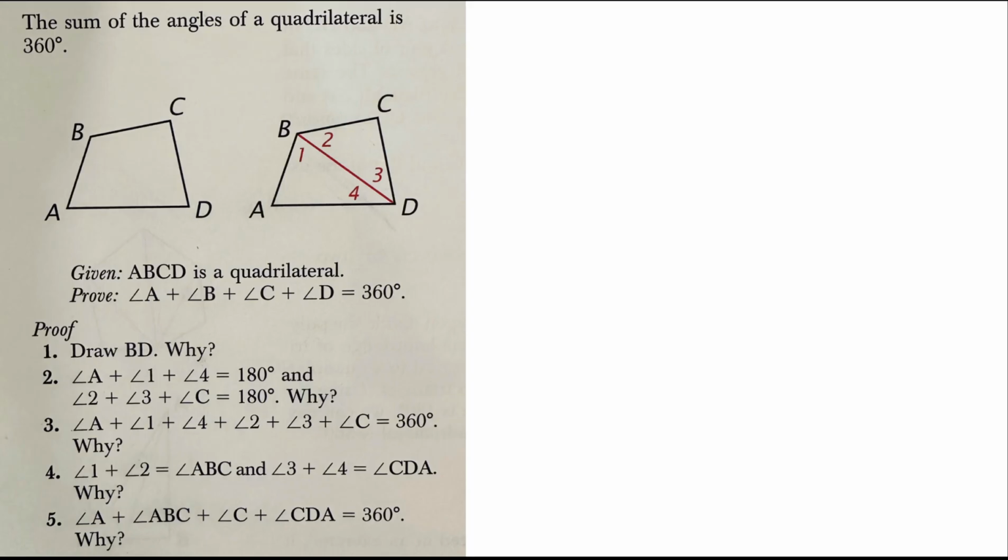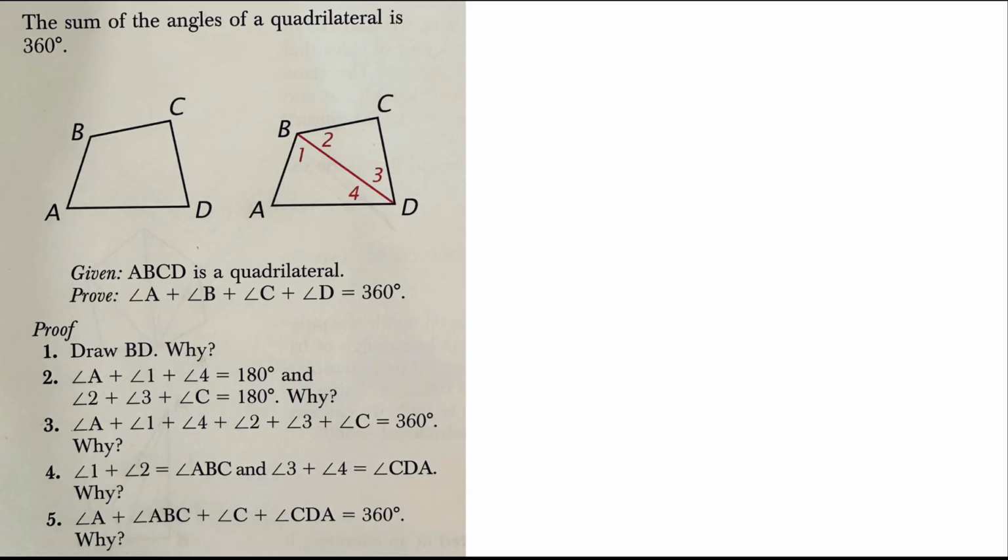Yes. And they bisected angle B, and they bisected angle D, correct? Yes. And so angles 1 and 2 add to angle B, and 3 and 4 add to angle D. And we know that A plus B plus C plus D equals 360 degrees. So we're going to skip to number 2. Angle A plus 1 plus 4 equals 180 degrees.